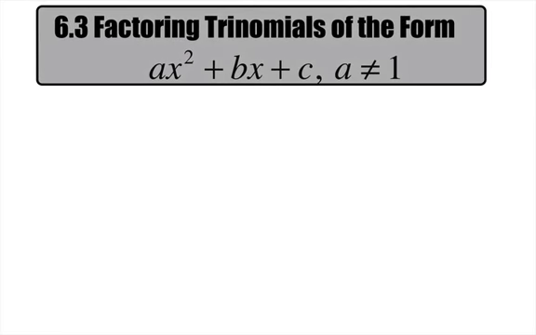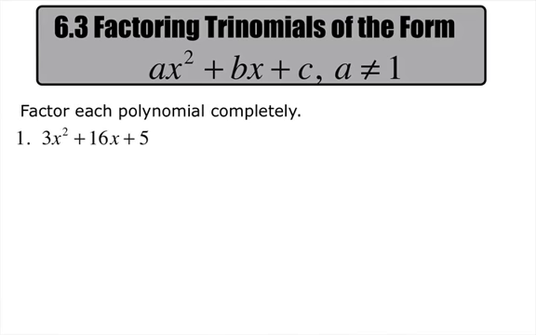Here's section 6.3, factoring trinomials of the form ax squared plus bx plus c, and a is not equal to 1. So in other words, the leading coefficient is not going to be 1. Let's look at this first example and notice that the leading coefficient, the a, is not equal to 1. In this case, it is 3.